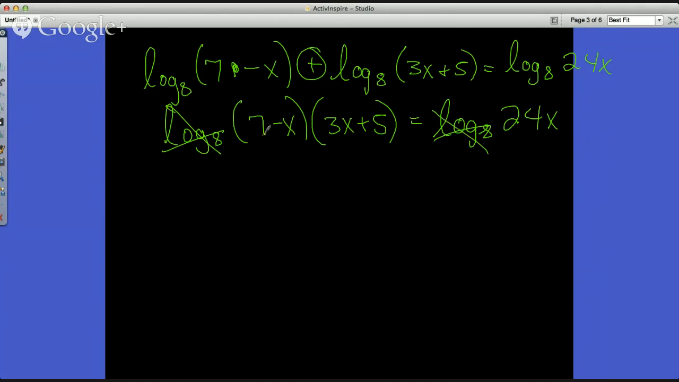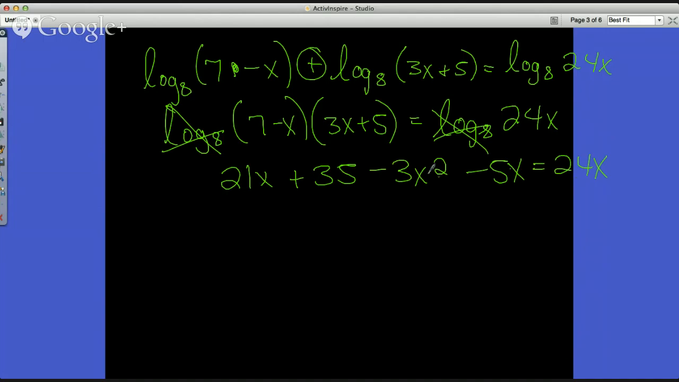Now we could just solve. So 7 minus x times 3x plus 5. Now we could just kind of figure that out there. So 7 times 3x is 21x. 7 times 5 is 35. Negative x times 3x is negative 3x squared. And negative x times 5 is negative 5x. Equals 24x.